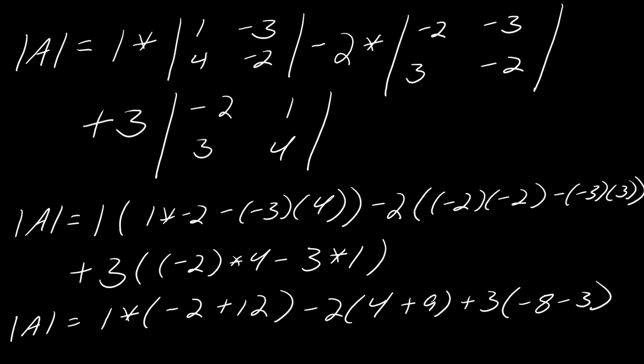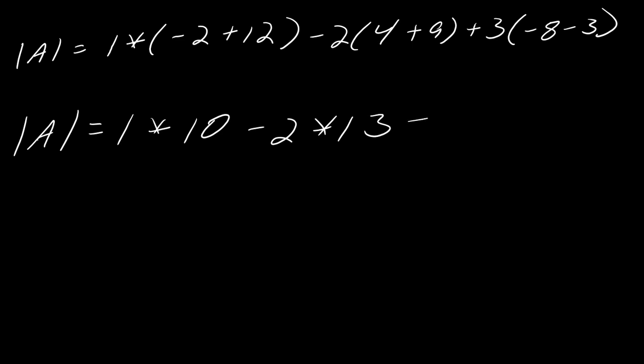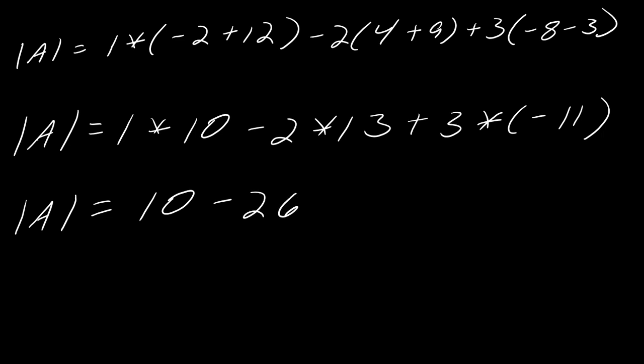I'll clear a little space, and I'll just keep going with my calculation. This is 1 times 10 minus 2 times 13 plus 3 times -11. So that's 10 minus 26 minus 33. So the determinant of A equals -49. I'm glad that we got a negative answer.